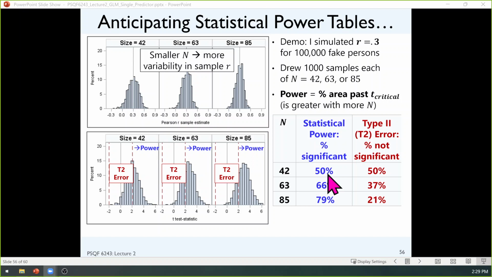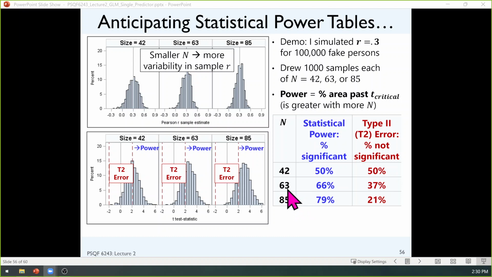So think about that for a second. I know that I should have a correlation of 0.3. Only half the time did I decide that I had a correlation that was greater than 0. Because of sampling variability, inconsistency in what the correlation became. So half the time I got it wrong. With 42 people, half the time I said, nope, nothing to see here, folks. But actually there was a correlation of 0.3.